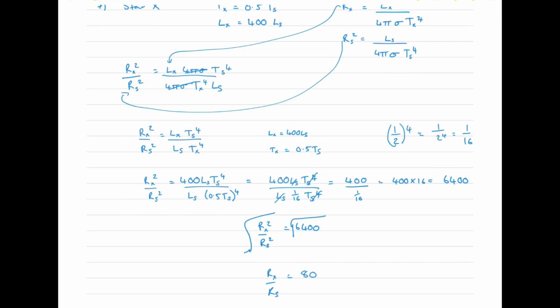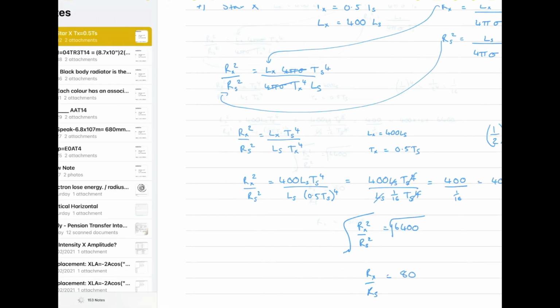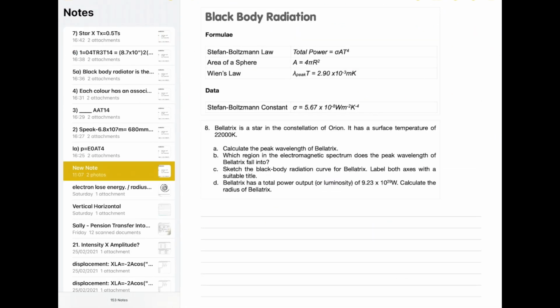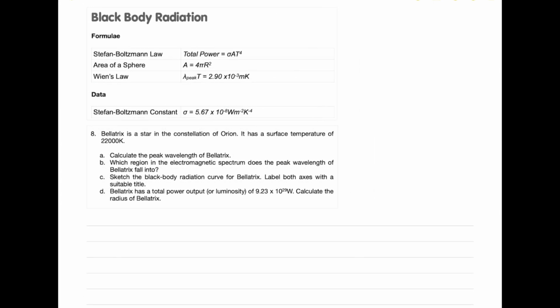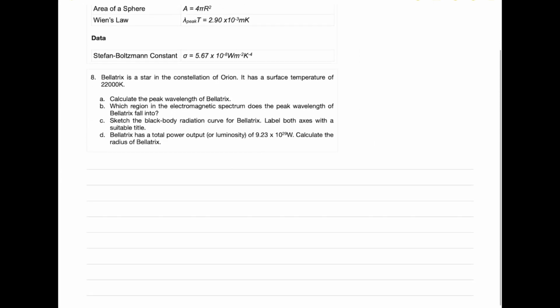Bit of mathematical manipulation there, but it worked out in the end. And we have one question left, question 8. Question 8a. Bellatrix is a star in the constellation of Orion. It has a surface temperature of 22,000 Kelvin. 22,000 Kelvin. Calculate the peak wavelength of Bellatrix.